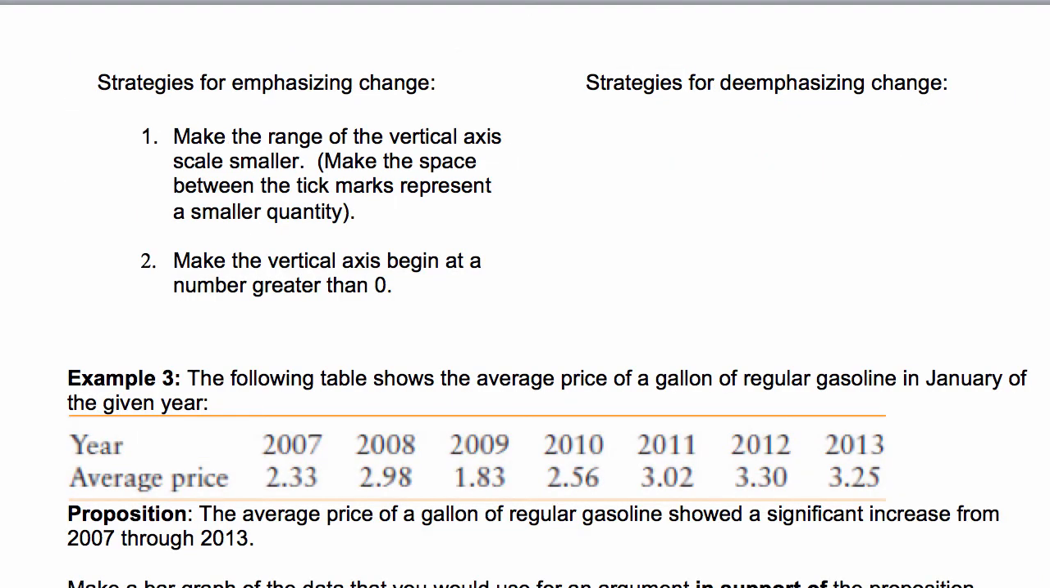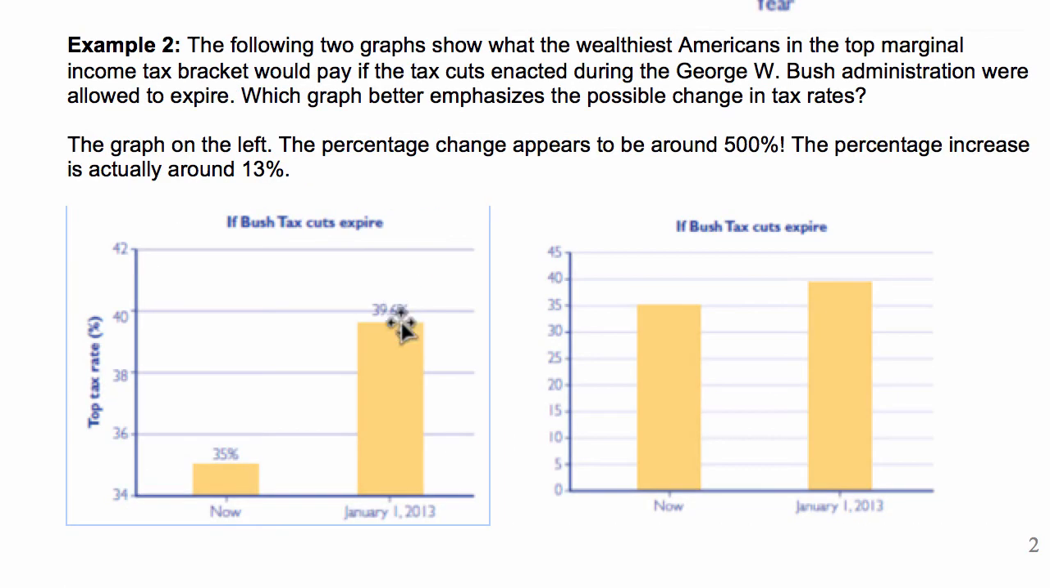Another strategy we used to emphasize change was to make the vertical axis begin at a number greater than 0. Once again, the graph on the left, which better emphasized the change in tax rates, had a vertical axis beginning at a number greater than 0. Here it was 34%. While the graph that de-emphasized the change had a vertical axis beginning at 0.